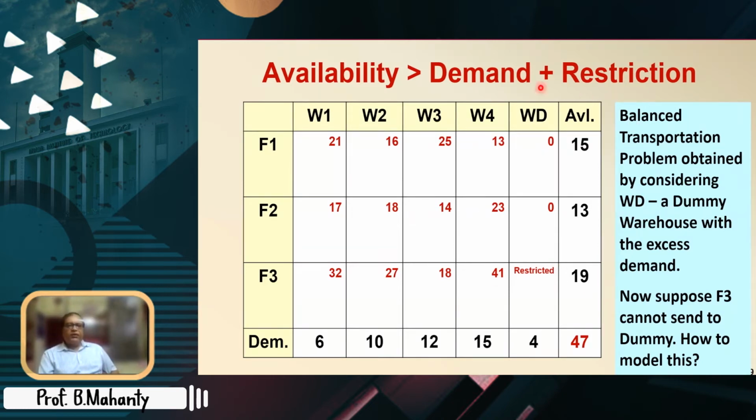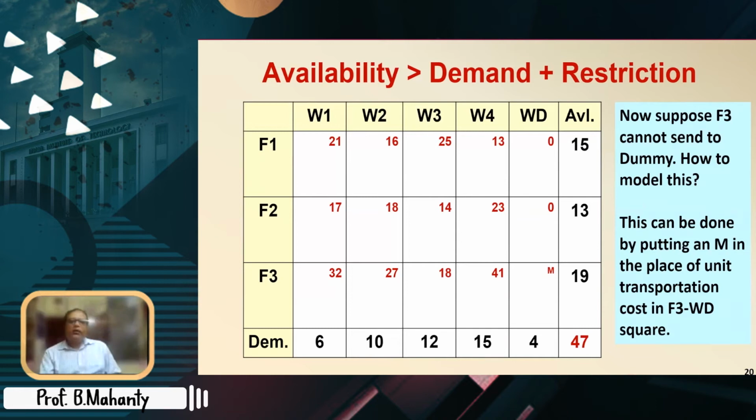So what we should do first is see whether it's a maximization problem or a minimization problem. We have not dealt with any maximization problem yet. In our next class, we shall do that. Let us say that F3 to dummy is not allowed. So what we do, we put an M there, right? So we put an M in F3 to WD.